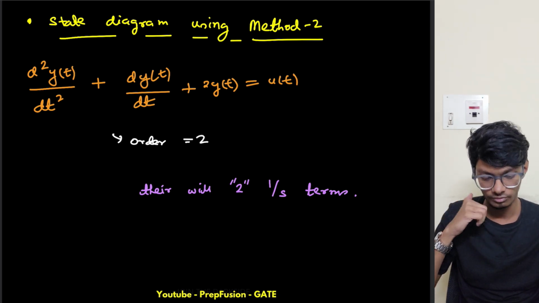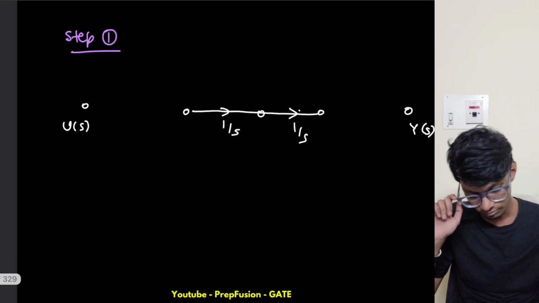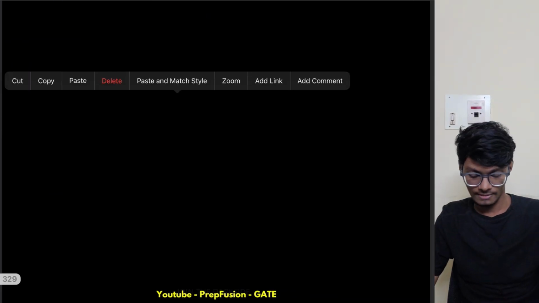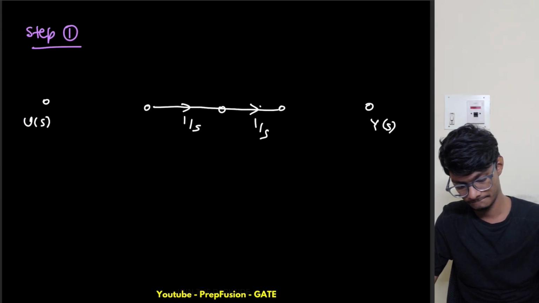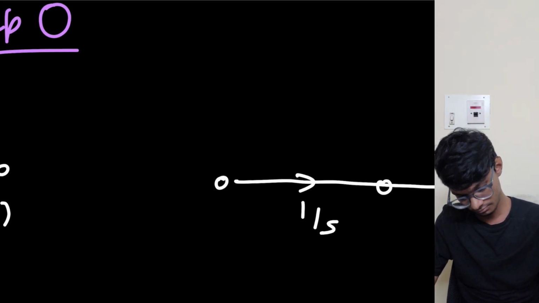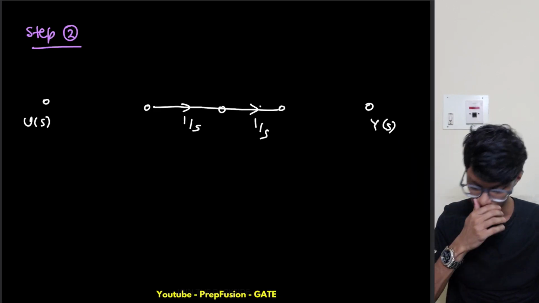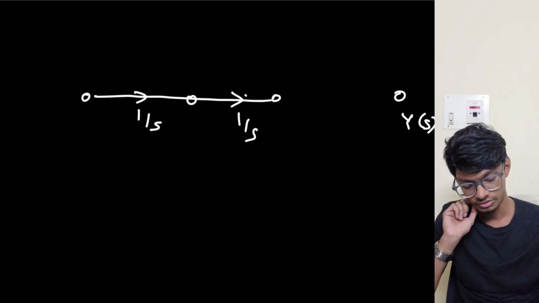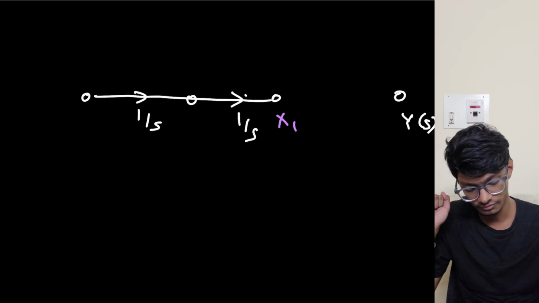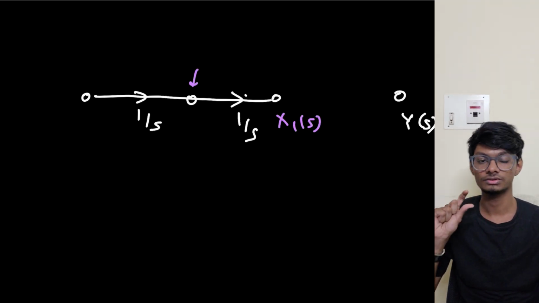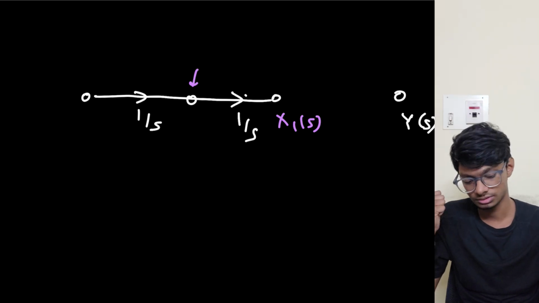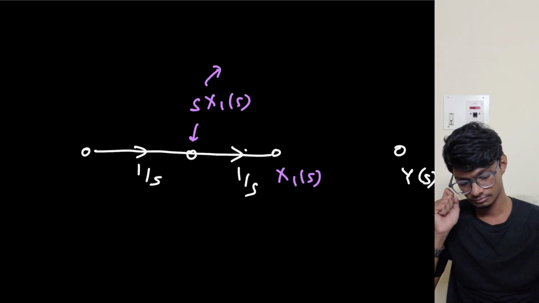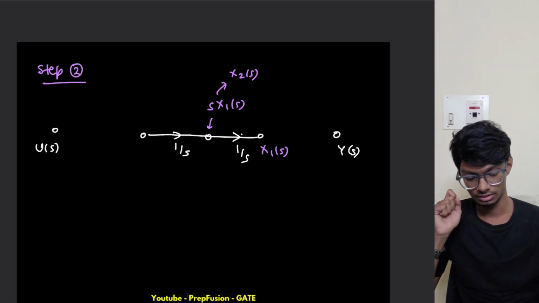Now in step 2, what I will do is define the state variables. So copy this again. What will be my state variable? I will assume, as I assumed previously also, this one will be my x1 of s. Now this one was x1 dot of t, so in Laplace it will become x1 of s, or we can define this as x2 of s also. Okay, and what will be this one?